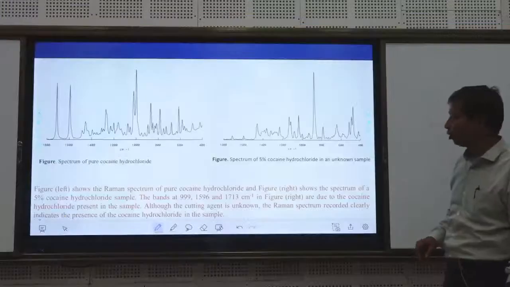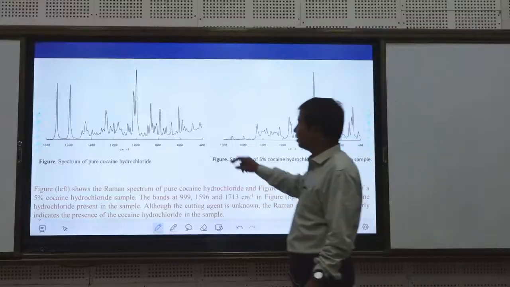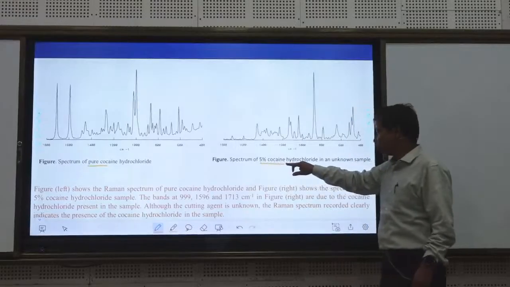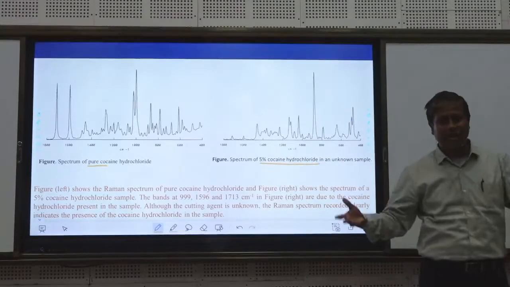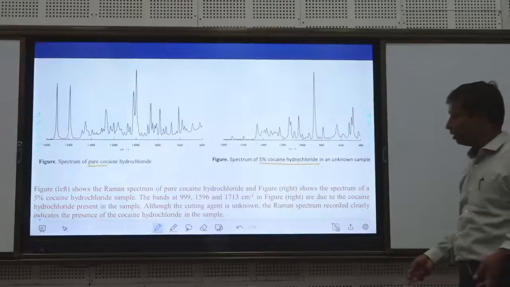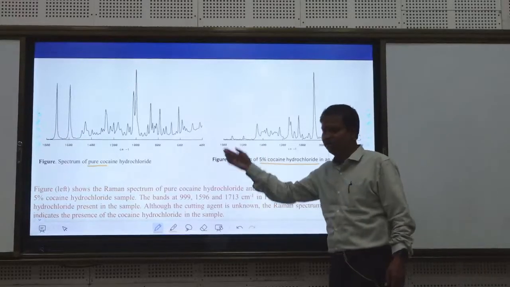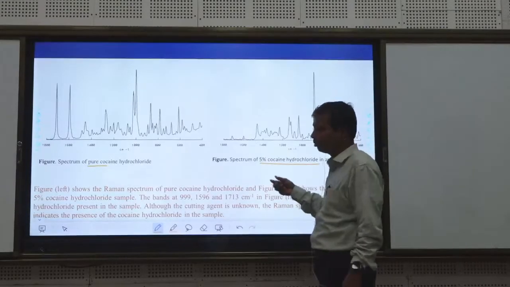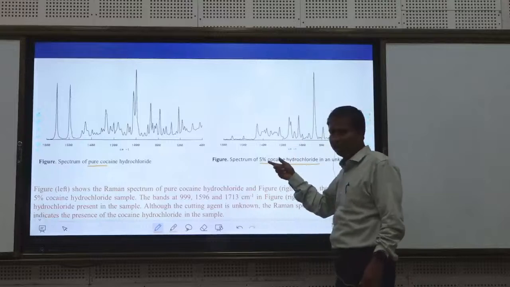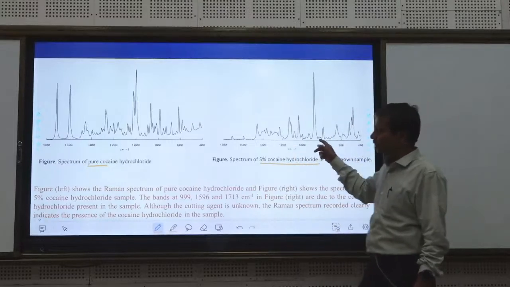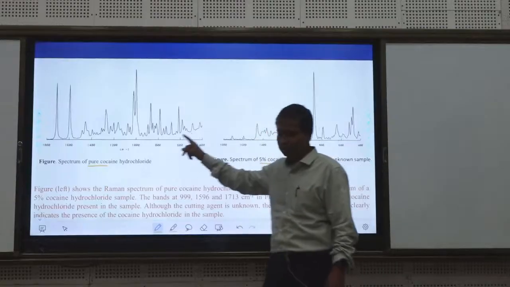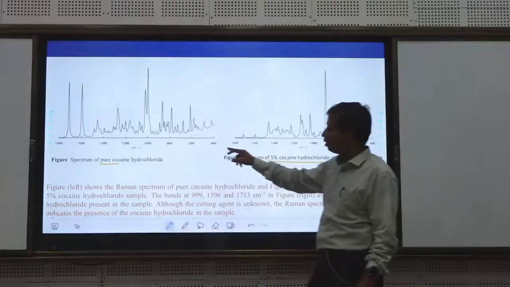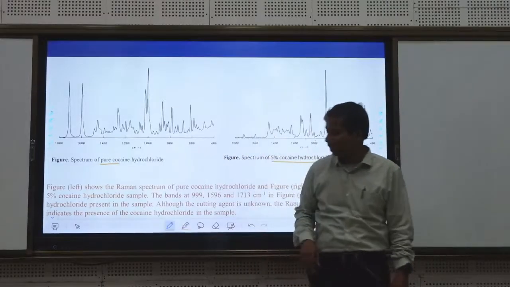And this one is the spectrum. This is the spectrum of pure cocaine hydrochloride, the pure one. And this is the one with only 5% cocaine hydrochloride in other substance. Because hardly anybody takes pure cocaine, it will be mixed. So you have to make sure that this mixed spectrum can be identified based on the pure spectrum. And here they say that this mixed spectrum is quite the same as the pure one.